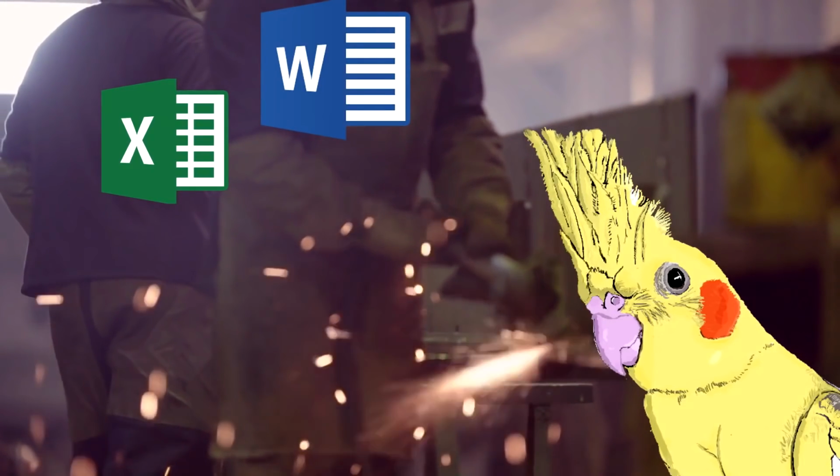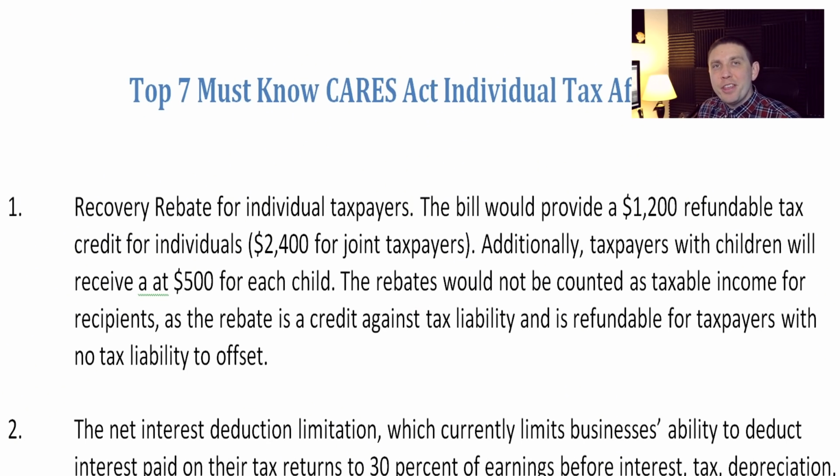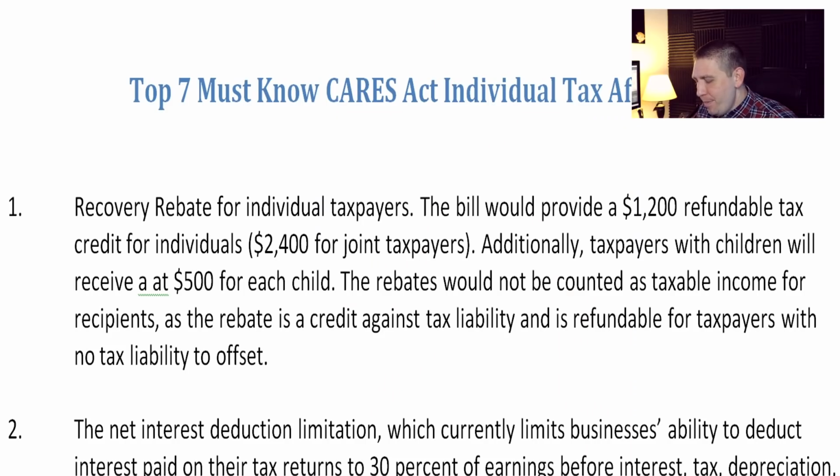Okay guys, first things first, let's talk about the recovery rebate, which is known as stimulus checks. Many of you during 2020 received stimulus checks for $1,200, up to $2,400 if you were a married couple filing jointly. And for each qualifying child, you could even get $500.